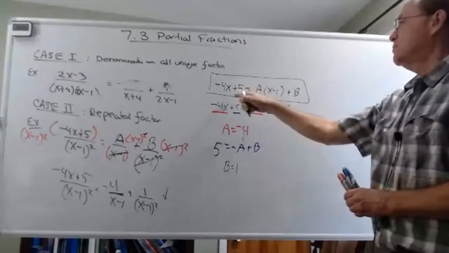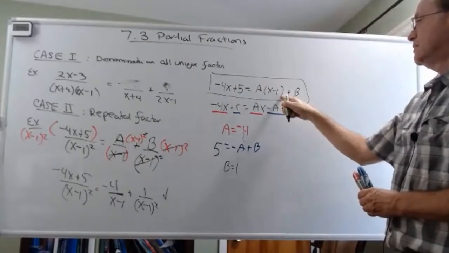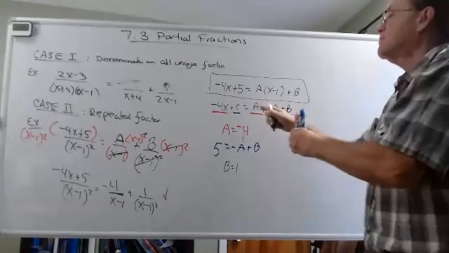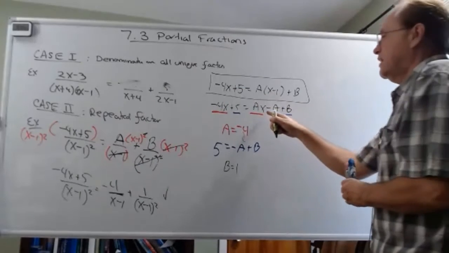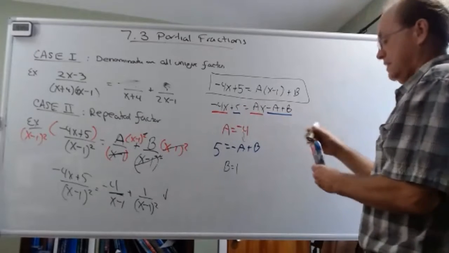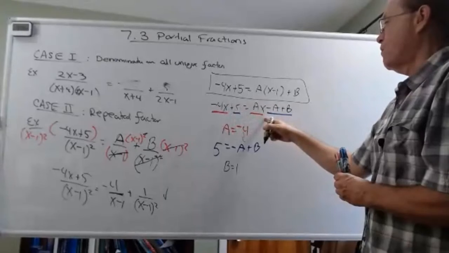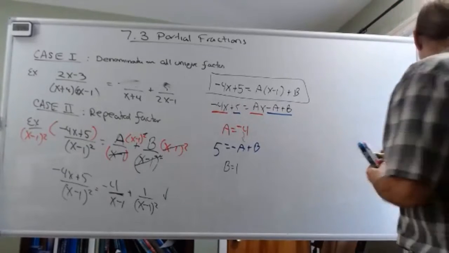Now, this is a polynomial equation, so let me distribute this. So what I have is two polynomials. Well, this is an equation. Let's look at it this way. Let's say if I moved all the x terms together. This is another way of looking at it. So I could move the 4 over if I wanted to.